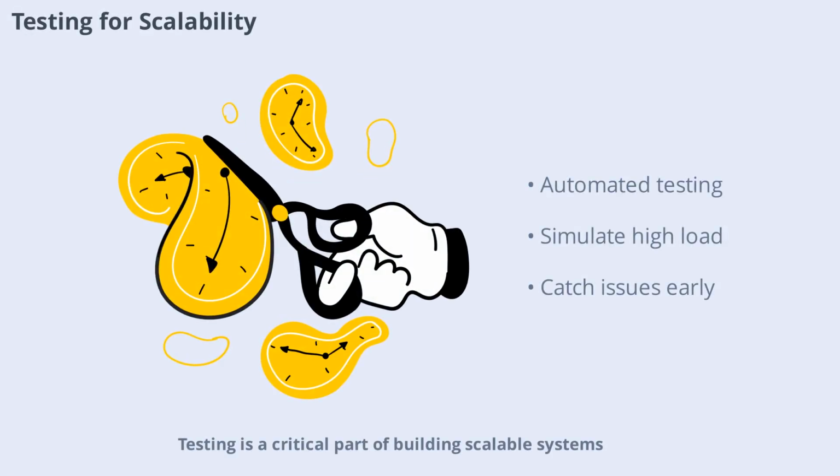Testing is a critical part of building scalable systems. We use automated tests to simulate high concurrency scenarios and identify potential bottlenecks. By testing early and often, we catch issues before they reach users, ensuring a smooth experience even as the app grows.